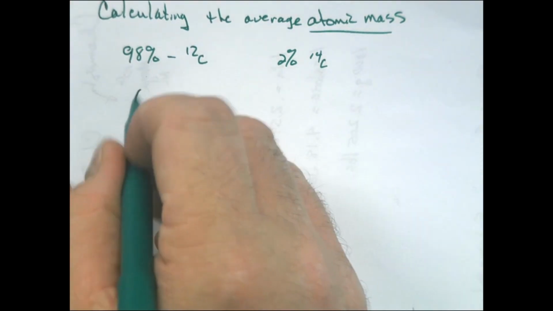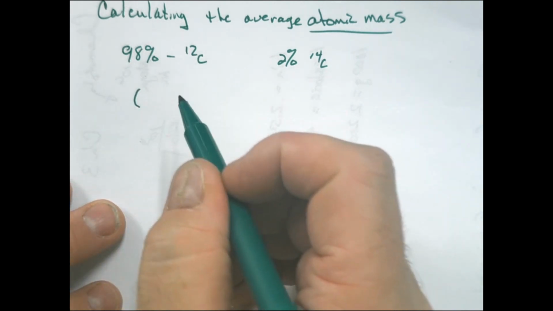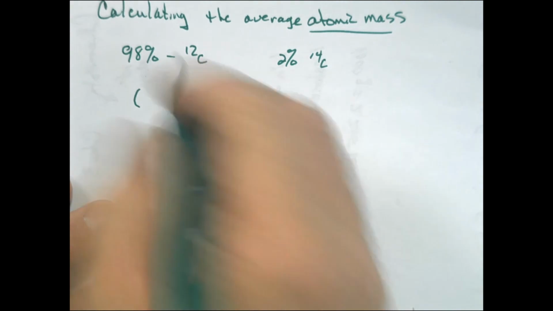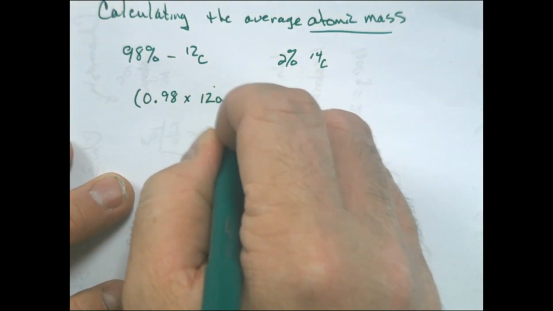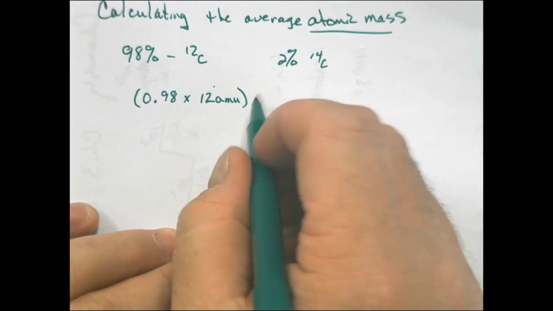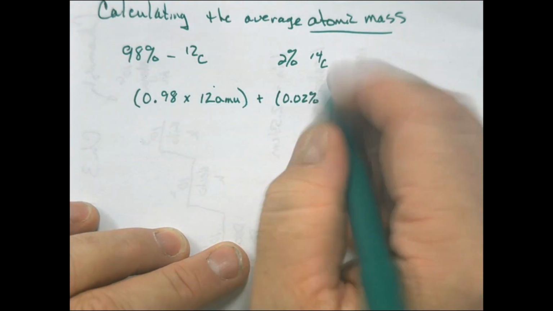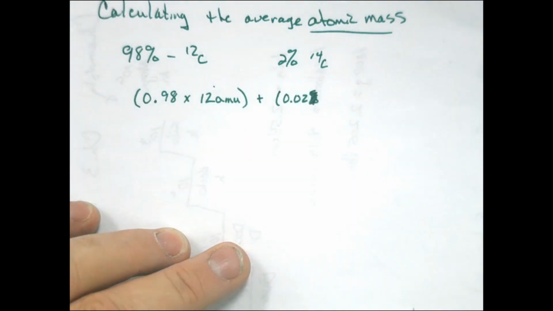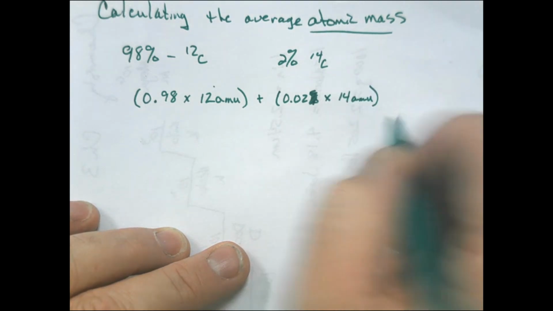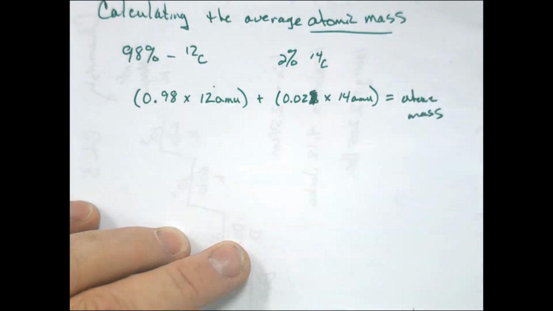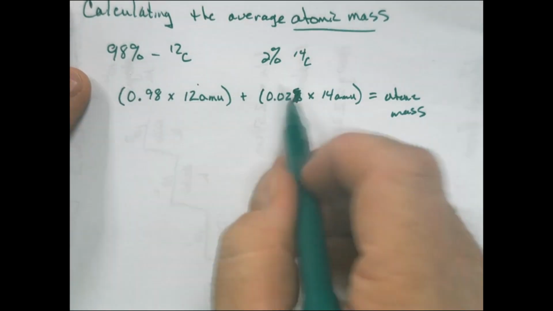And so we will multiply 98% times 12. When we multiply by a percent, we must move the decimal twice. This becomes 0.98 times 12 AMU, which is the mass for carbon-12. We will add 0.02, not percent, 0.02 times 14 AMU, and this is going to equal our atomic mass. So it's this percentage times that number plus this percentage times that number.